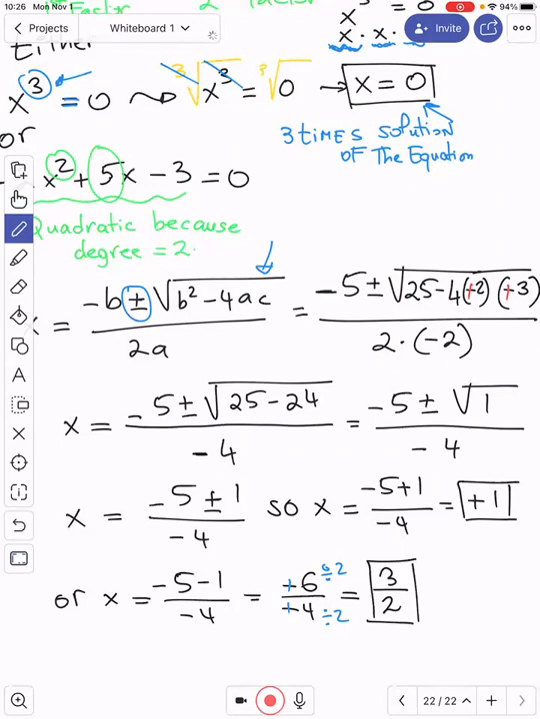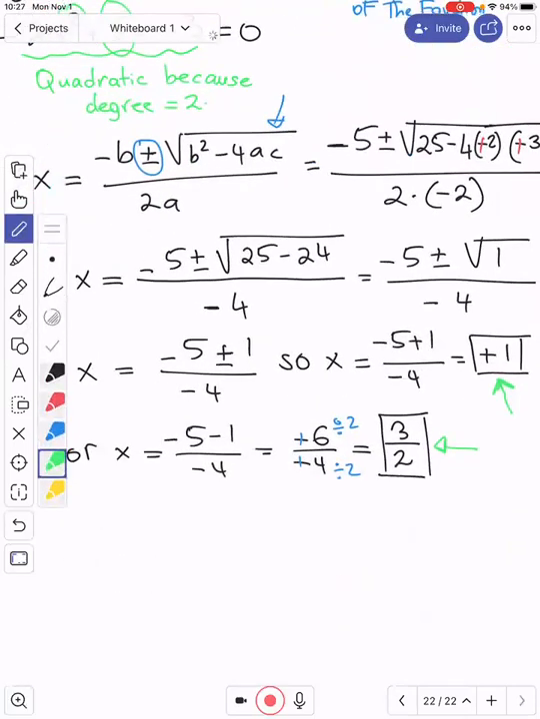So yeah, in total, guys, we have first the x equal to 0, but remember, x equal to 0 is not just a 1-time solution, it's actually a 3 times solution. It counts for 3 solutions, right? Because of the x cubed equal to 0. And then we have this 1, it's just a 1-time solution, and the 3/2, right? It's also a 1-time solution.